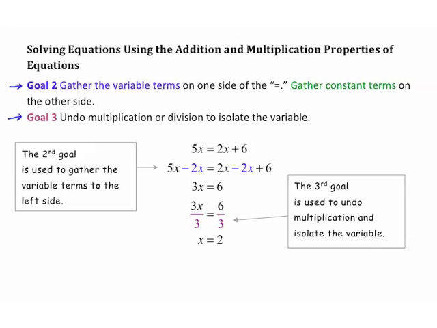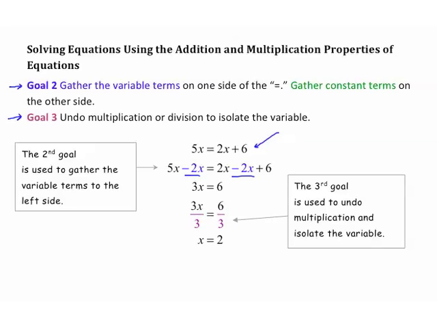Let's take a look at this equation I have written right here. You'll notice I have variable terms on both sides of this equation, a 5x on the left, a 2x on the right. So what I first want to do is get the variable terms to one side. And so I'm going to use goal 2 to do that. I'm going to move the smaller variable term, and you can see that I'm subtracting 2x from each side to make that variable term on the right side drop out. When I subtract 2x from each side, I get 6 on the right and 3x on the left.